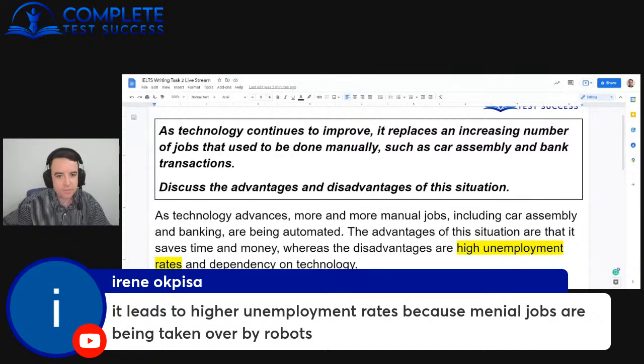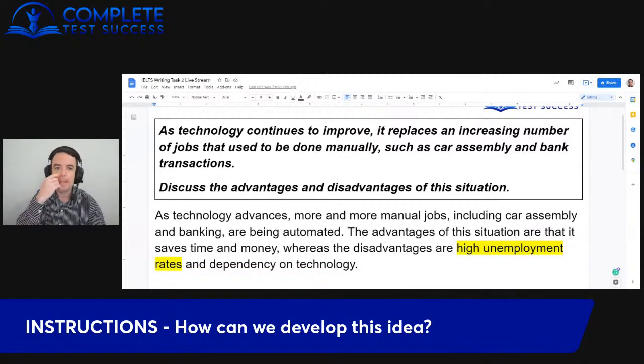Irene, it leads to higher unemployment rates because menial jobs are being taken over by robots. I wouldn't say menial jobs. That term wouldn't be right. And I think as well, it's not just that the people doing these manual jobs are being replaced. It's that the overall unemployment rate of a country is now higher.